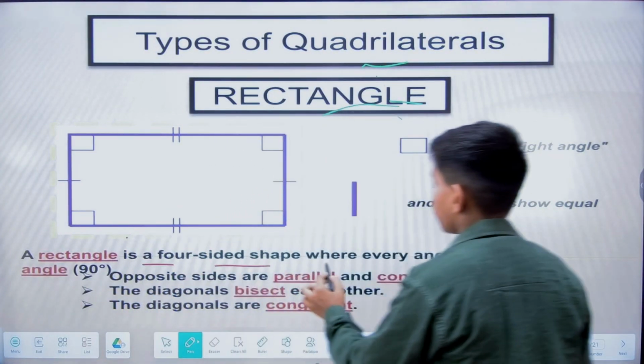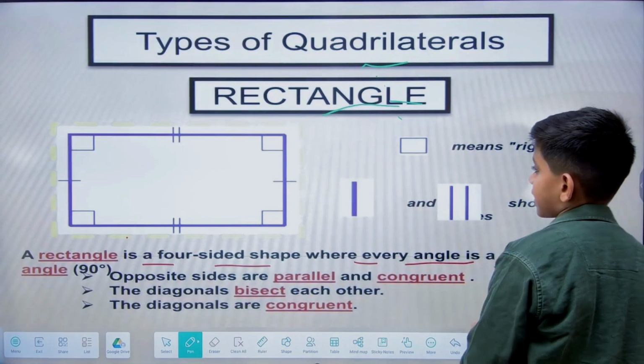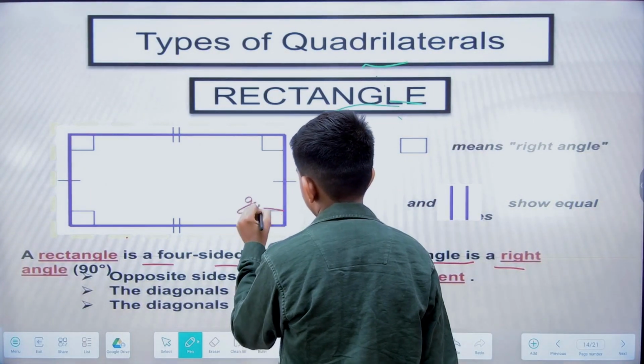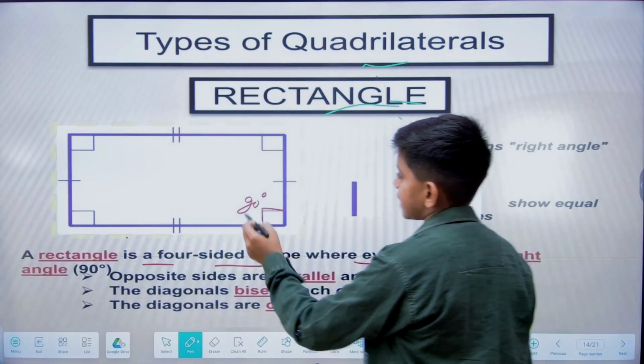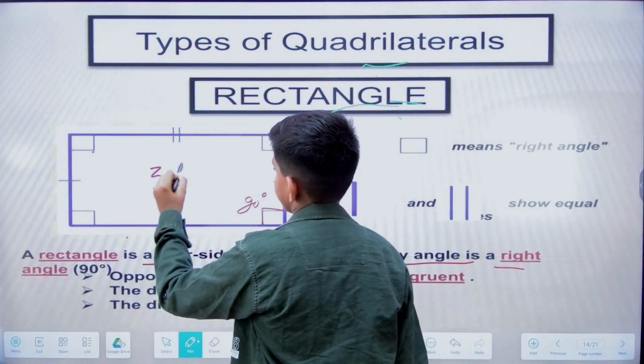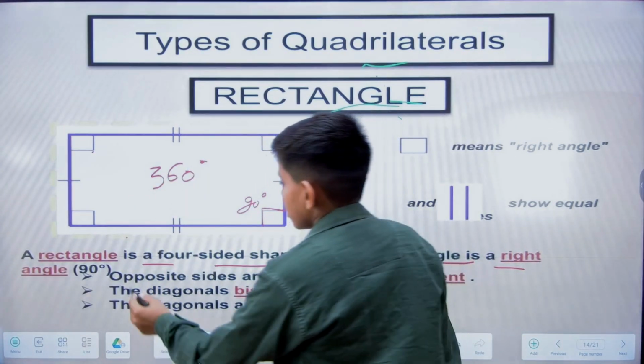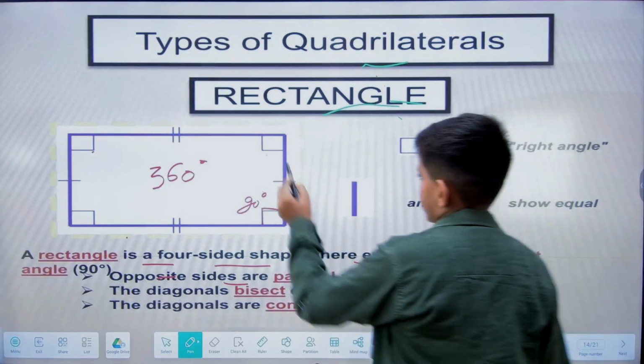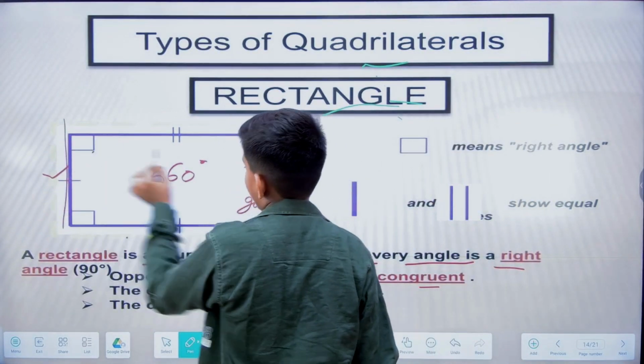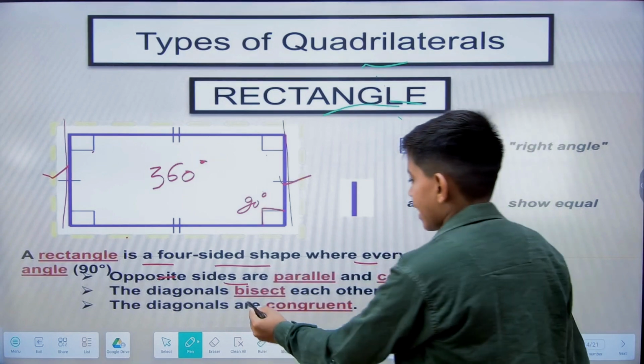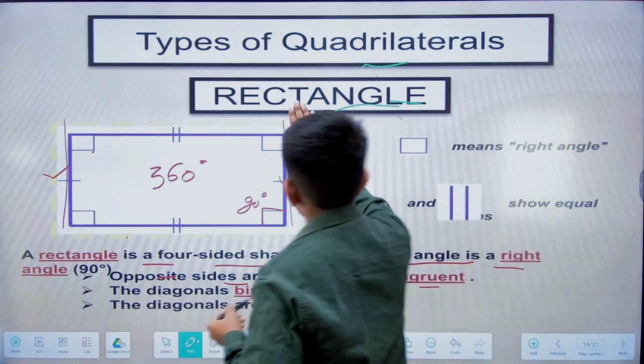First we will see the rectangle. A rectangle is a 4-sided shape where every angle is a right angle, meaning 90 degrees. Here we can see 90, 90, 90, 90, 360 degrees. The opposite sides are parallel and congruent. These are the opposite sides which are parallel and equal. The diagonals bisect each other.